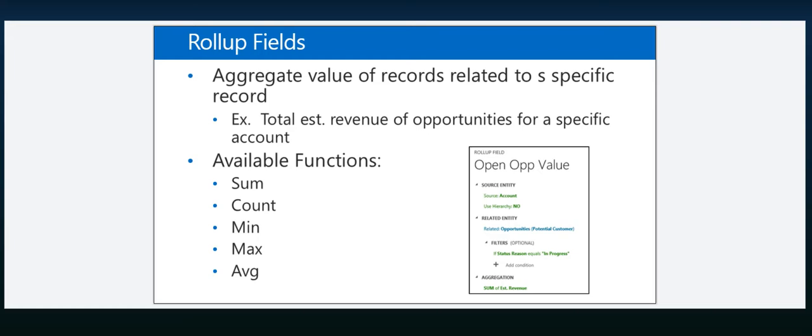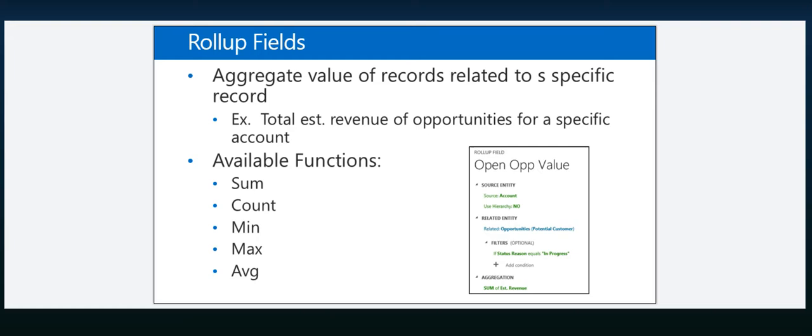Roll-up fields, on the other hand, are an aggregate value of the records, basically the child records on the entity. So for an account, for example, that has a lot of contacts, the roll-up fields could be pointing to the contact child entity and basically rolling up information from all those contacts. So that could be as simple as summing up a value field on all of those contacts. It could be a count of all the contacts, minimum, maximum, average values.